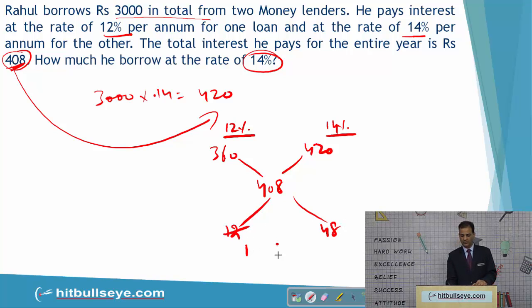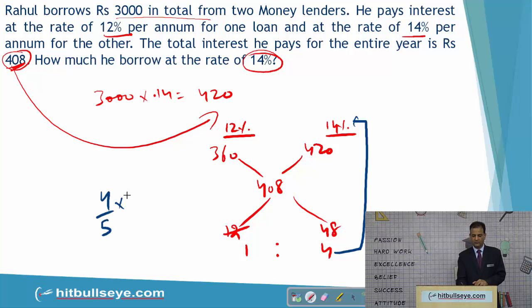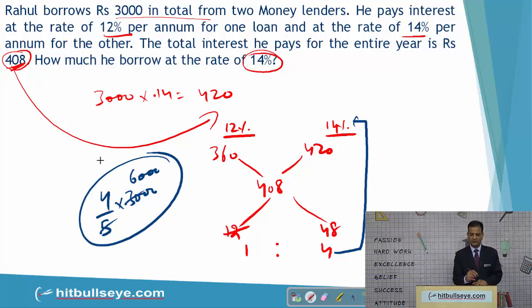So ratio will be 1:4. That means if we are investing 5 rupees, then 4 rupees we are investing at 14%. So 4 by 5 and total money is 3000. So that means 2400, again we are investing at 14%. And if you are aware of the allegation, you can do it orally. There is no need of writing.